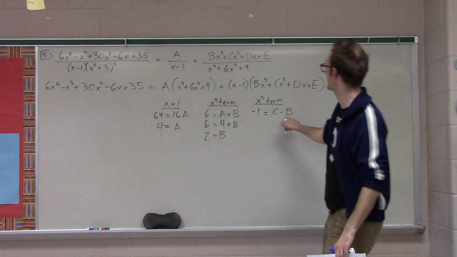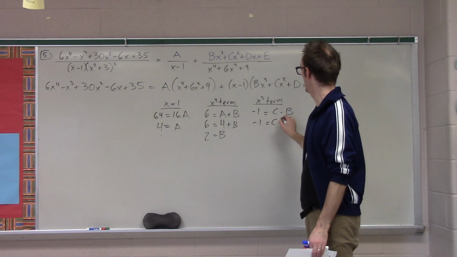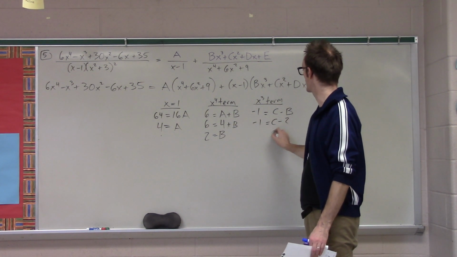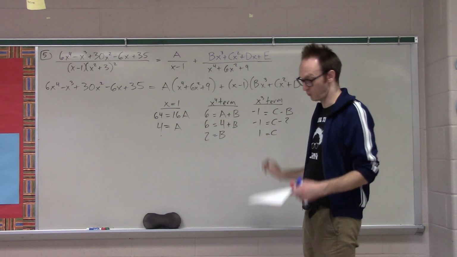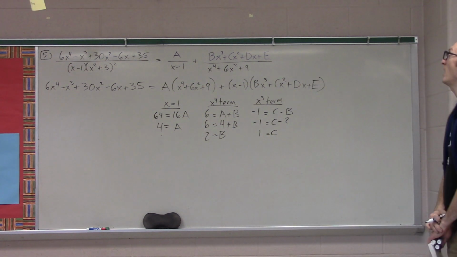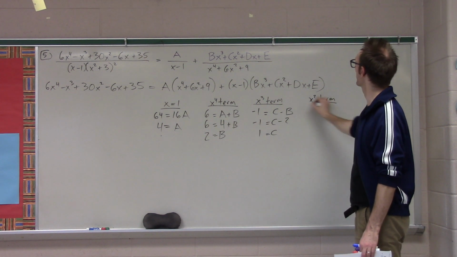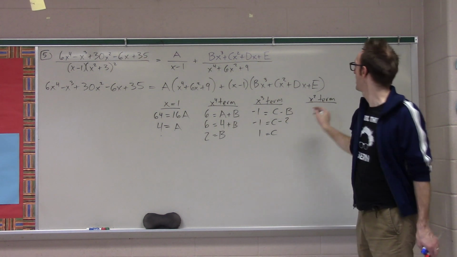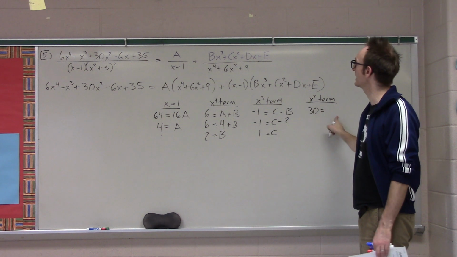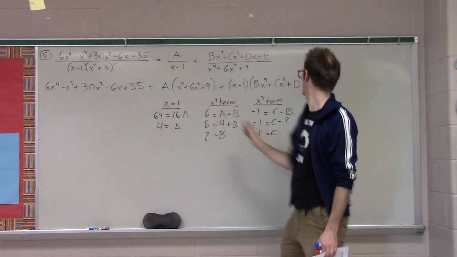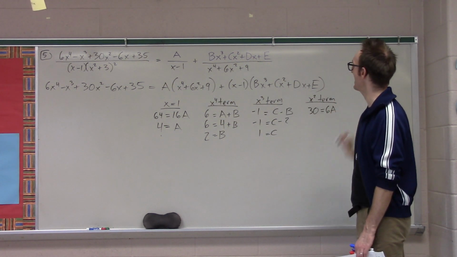And that's nice because I know that b is 2, so -2. So actually, c is just 1. Yeah. How about a quadratic term? What is my quadratic term? On the left, it's 30. On the right, it's going to be 6a.